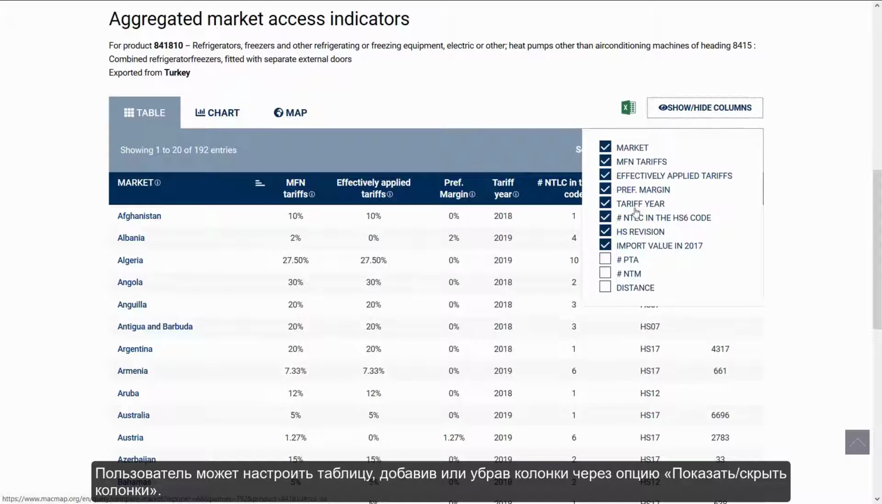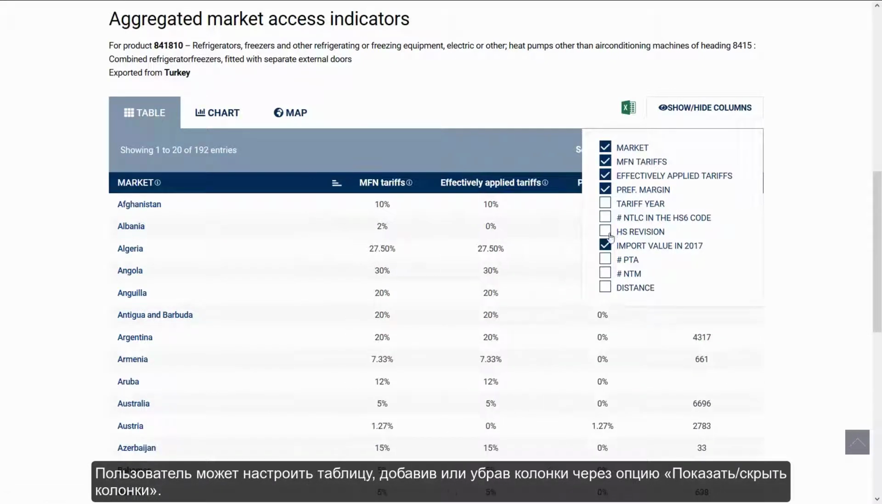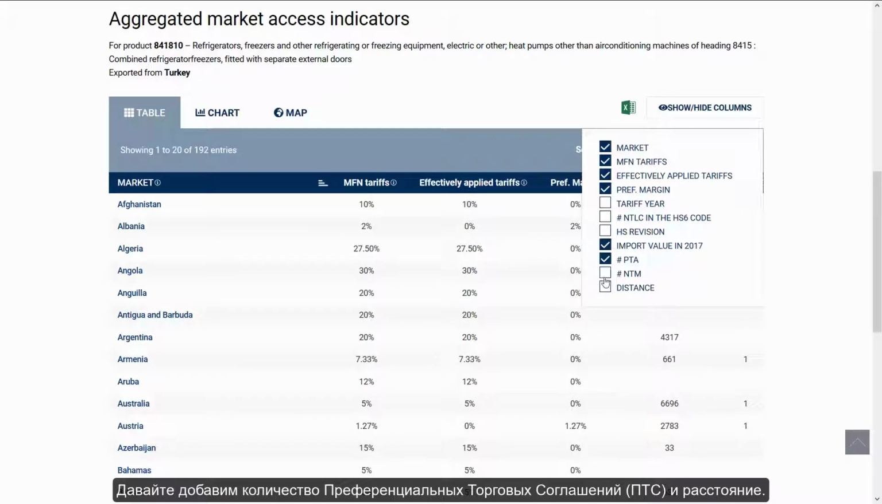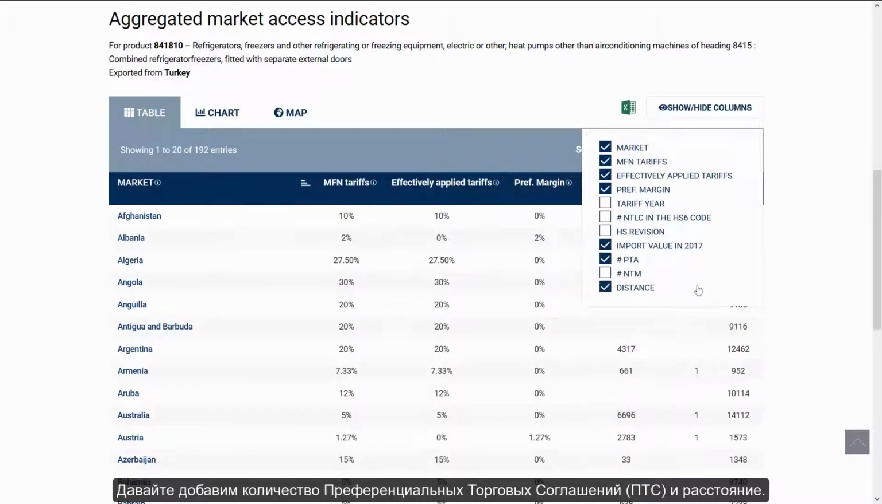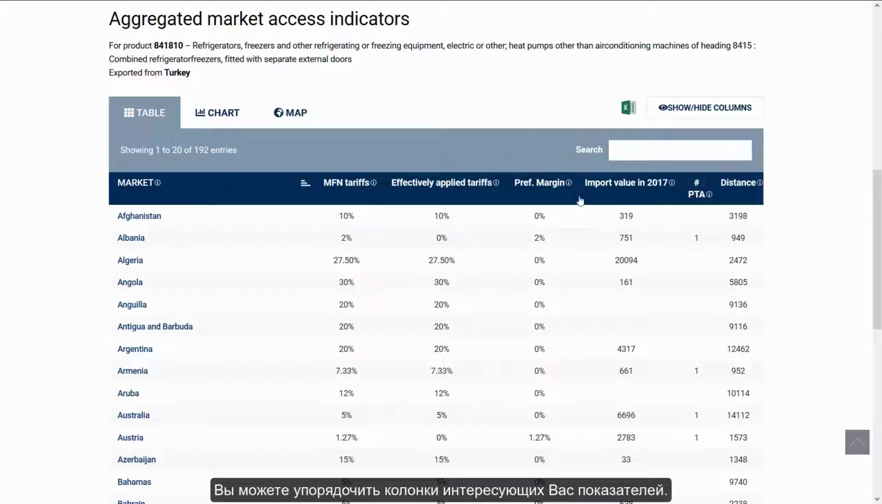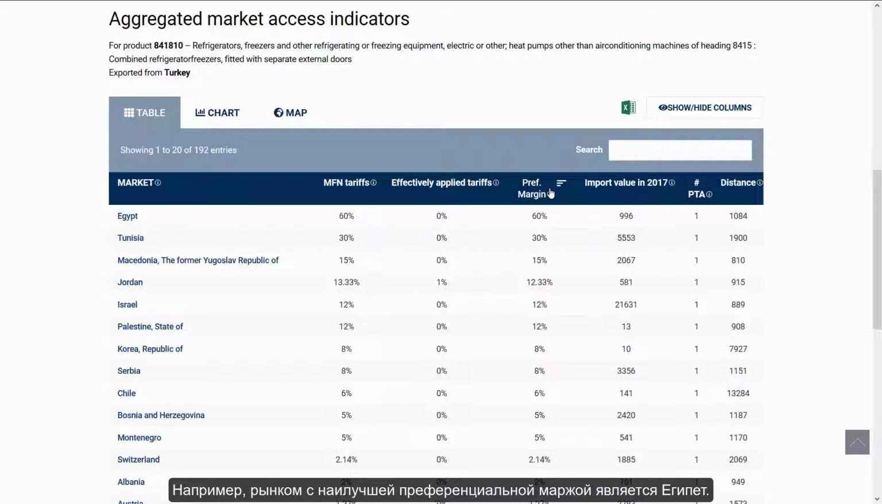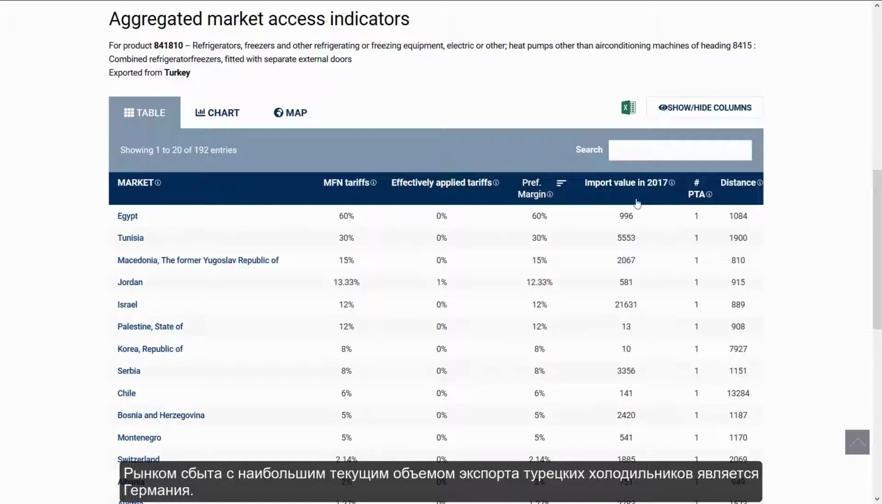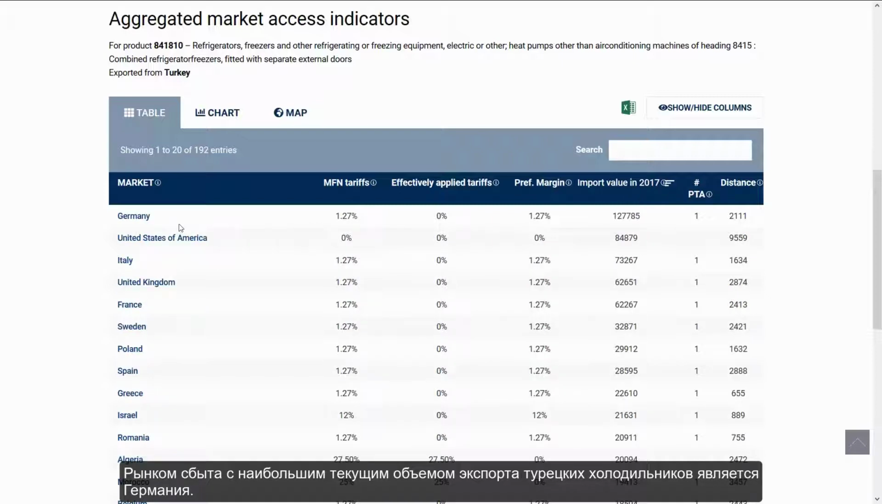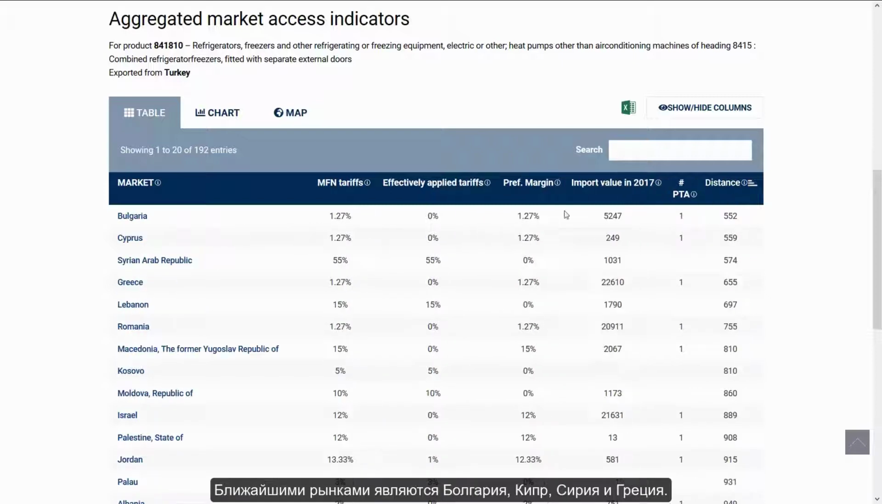The user can customize the table by adding or dropping columns via Show Hide Columns option. Let's add the number of preferential trade agreements or PTAs and the distance. The user can sort the columns to prioritize the indicator of interest. For example, the market with the best preferential margin is Egypt. The market with the biggest current exports of Turkish refrigerators is Germany. The closest markets are Bulgaria, Cyprus, Syria, and Greece.